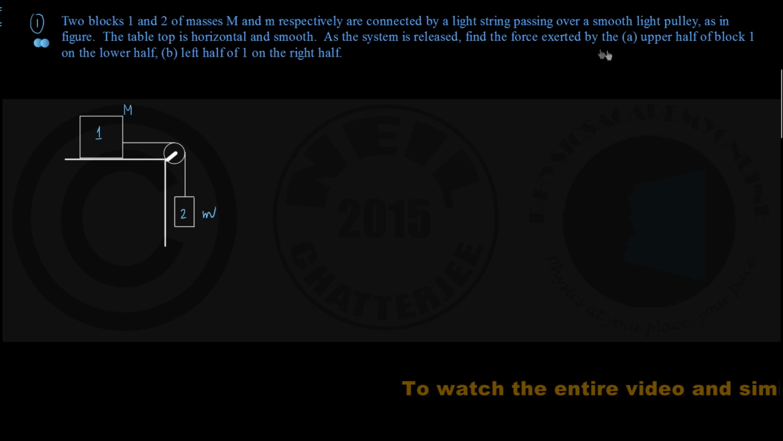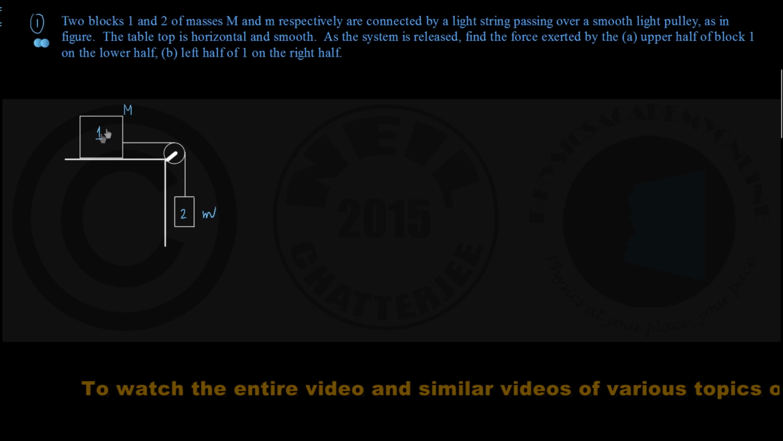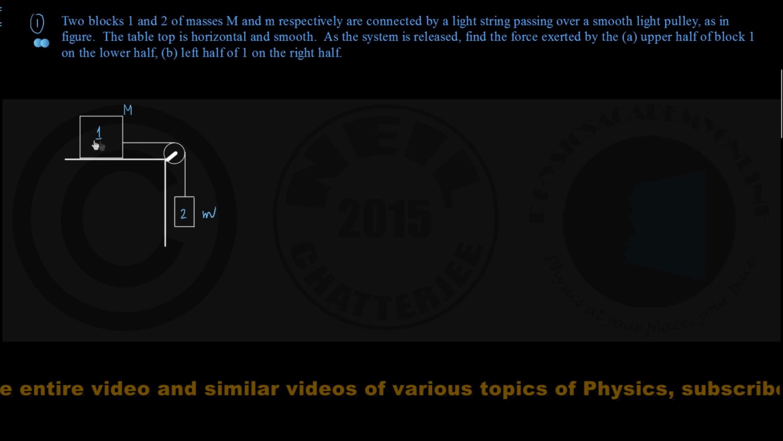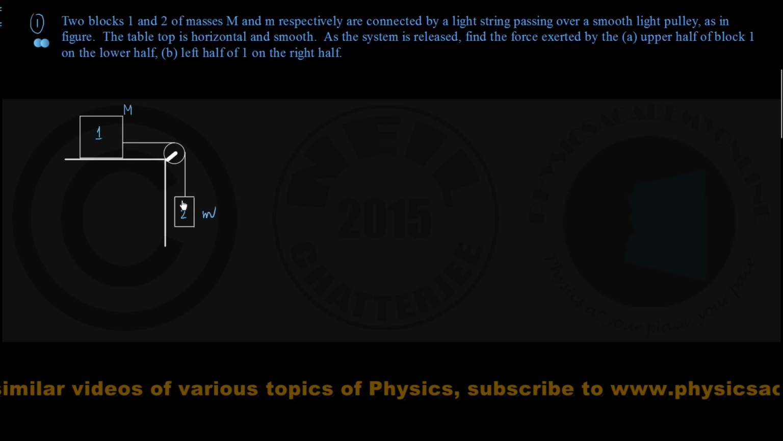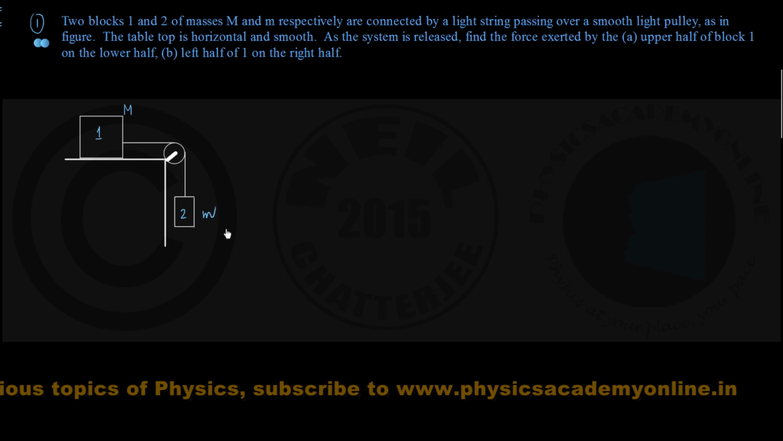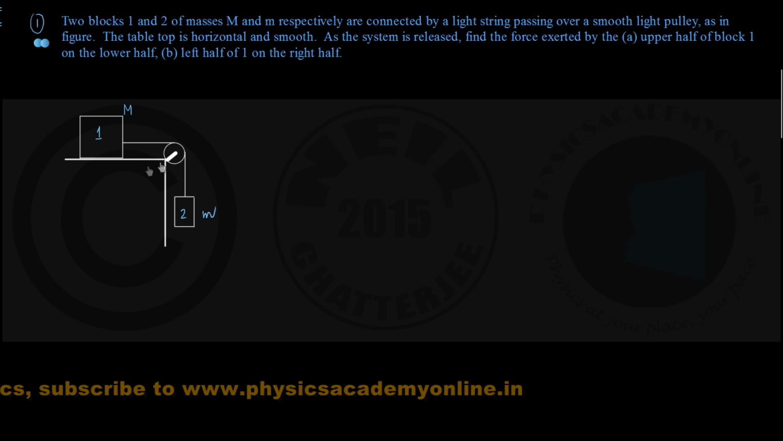We have to find the force exerted by, in part A, upper half of block 1 on the lower half of the same block. So you see in the figure, I have drawn these two blocks intentionally differently. Block 1 is taken as a larger block, square in shape, and block number 2 is rectangular in shape to avoid any future confusion. So first of all, as the system is released, let us find out the acceleration with which the blocks are moving.